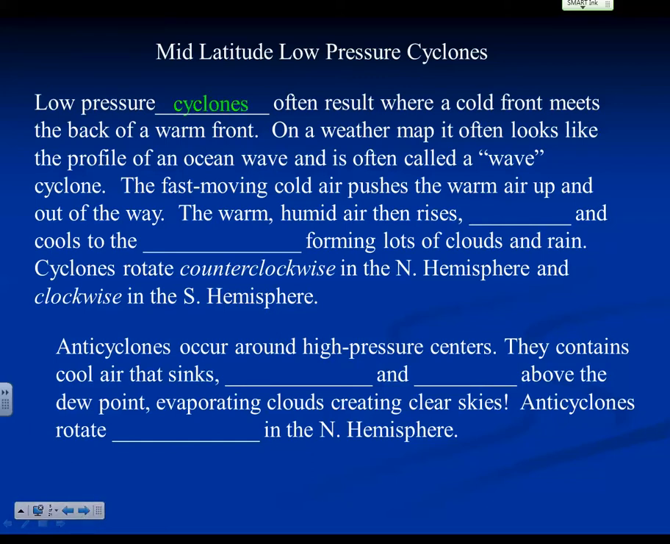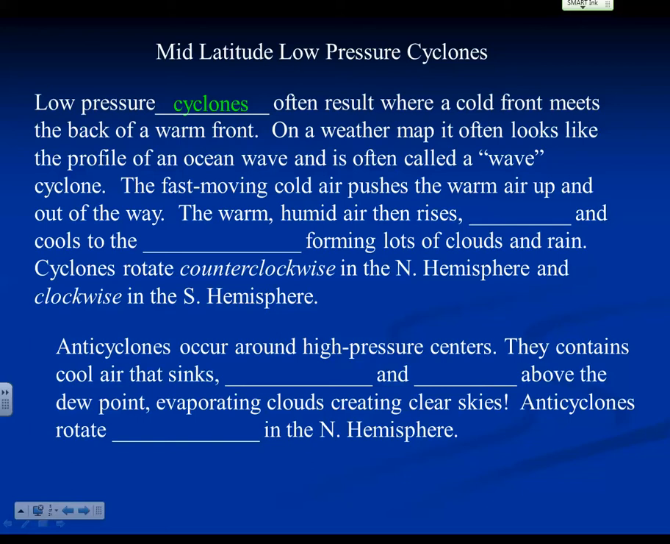First of all, let's read off this little paragraph. Kind of tells the story of what they are. Low pressure cyclones often result where a cold front meets the back of a warm front. On a weather map, it often looks like the profile of an ocean wave and is often called a wave cyclone. At least that's the way I learned it a long time ago.